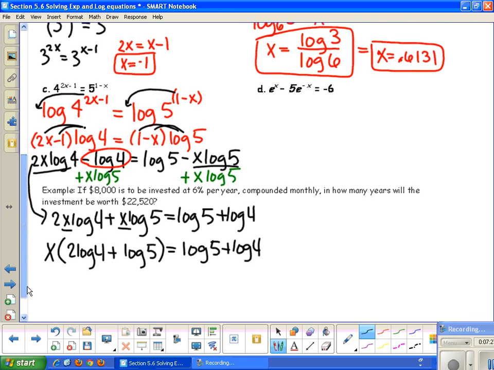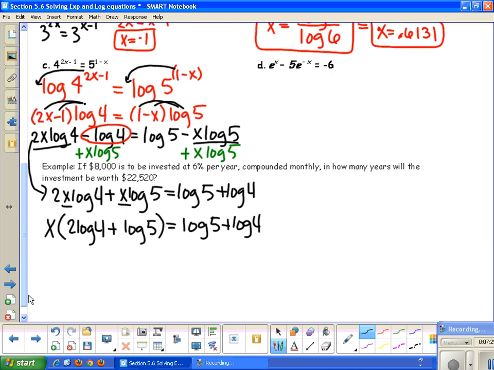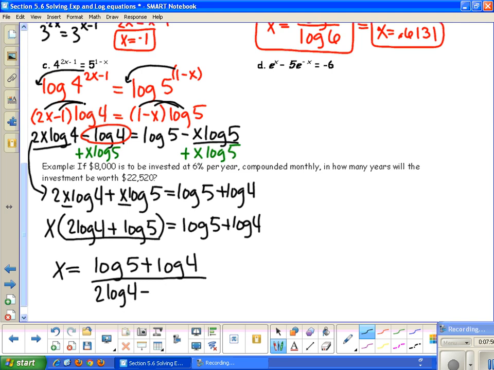Now I'm not done because I want to solve for x. So in order to solve for x, I'm going to have to divide by 2 log 4 plus log 5 because that's being multiplied by x. So when I divide both sides by this term, I get x is equal to the log of 5 plus the log of 4 over 2 times the log of 4 plus the log of 5.